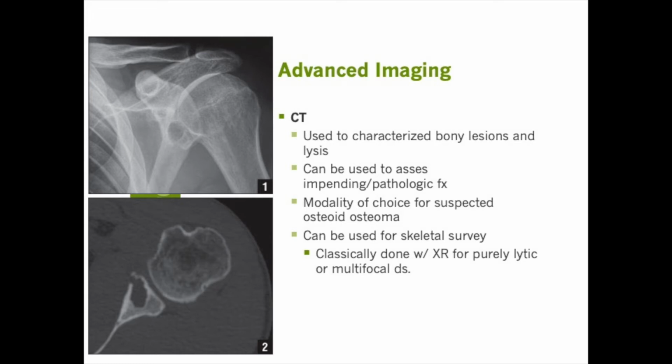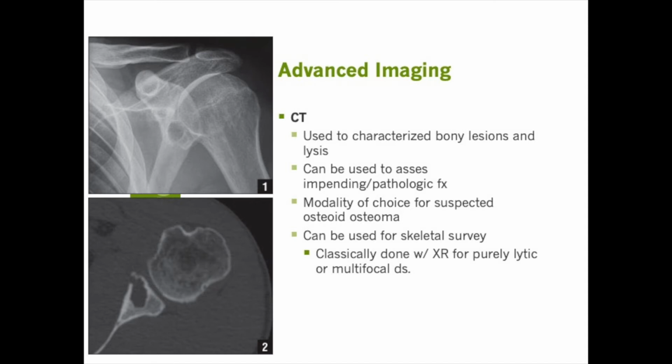This is the modality of choice for suspected osteoid osteoma, to find that small little nidus buried within the densely calcified tissue. And that's because on an MRI, there will be so much edema in this area, either you won't see the small nidus or you'll confuse it for either a fracture or a sarcoma. So it becomes very confusing on an MRI. If you're thinking osteoid osteoma, you want to get a CT scan.